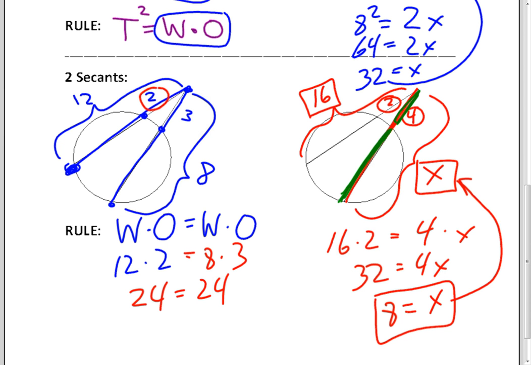That's the last of the big rules. There's other little rules, but you already have them. They're on your circle terminology worksheet. You need to read that.